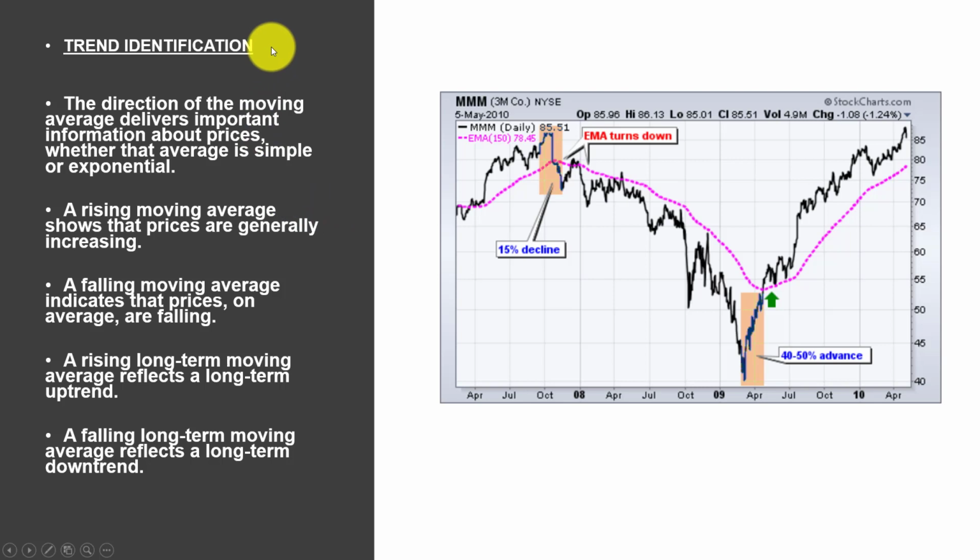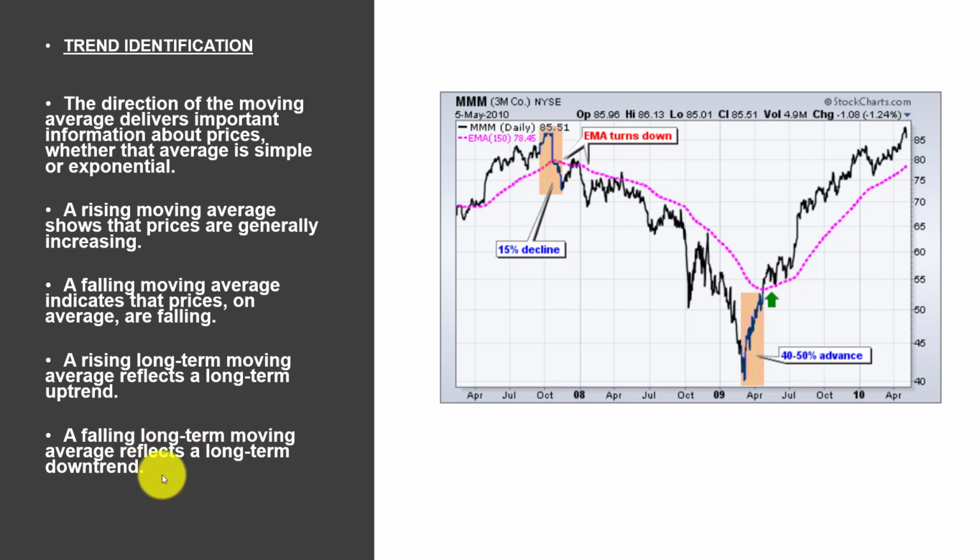Trend identification. We can use the direction of the moving average, which delivers important information about prices, whether that average is simple or exponential. A rising moving average shows that prices are generally increasing. A falling moving average indicates that prices on average are falling. A rising long-term moving average reflects a long-term uptrend. A falling long-term moving average reflects a long-term downtrend.